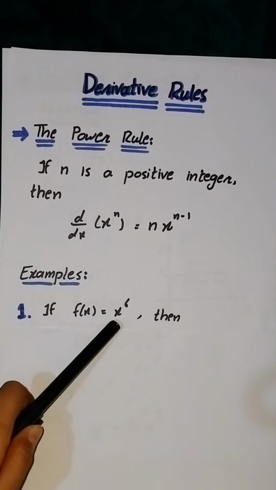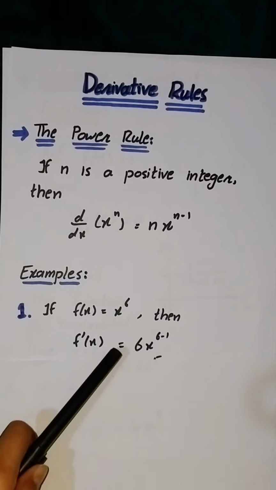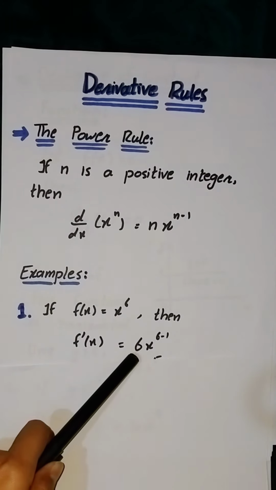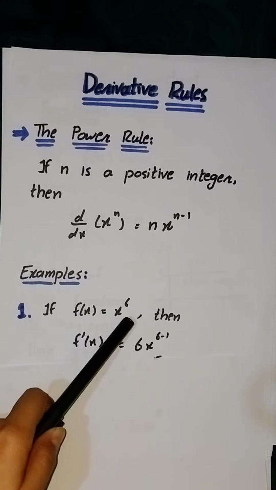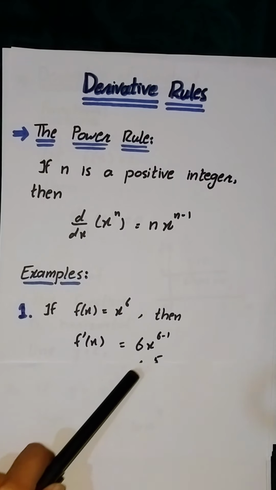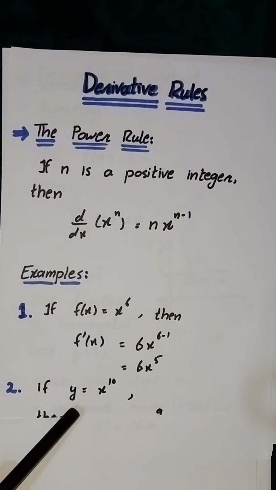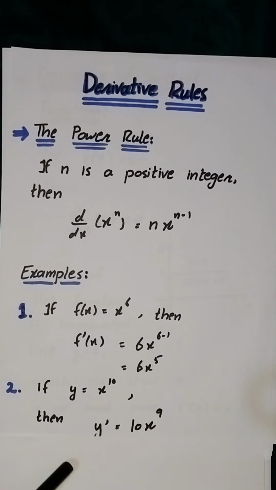If f of x is equals to x raised to power 6, then the derivative of x raised to power 6 is, we will multiply the power, which is 6, and then subtract 1 from this power. So it will become 6x raised to power 6 minus 1, which is equals to 6x raised to power 5. Here, if y or f of x is equals to x raised to power 10, then the derivative of the function with respect to x is equals to 10 times x raised to power 9. So, we differentiate these two functions without using those formulas, just by using the power rule.